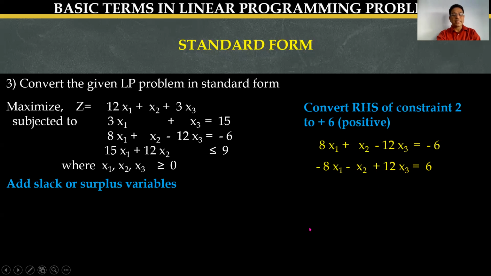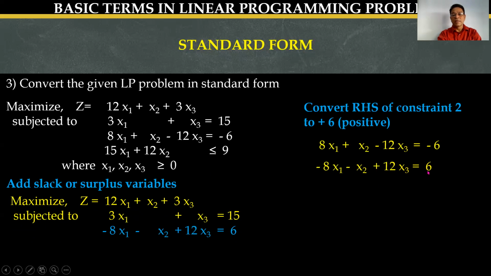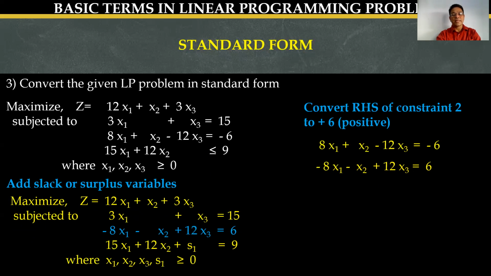So we will add slack and surplus variable. There is no surplus variable to be added, only slack variable is to be added. In the first constraint, there is no need to make any change. In the second constraint, there is no need to make any change, as we have already made the change here. And in the third constraint, we have just added a slack variable s1. And of course, x1, x2, x3 and s1 should all be greater than or equal to 0. So this is the standard form of the given LP problem.